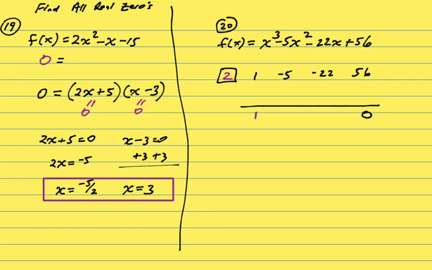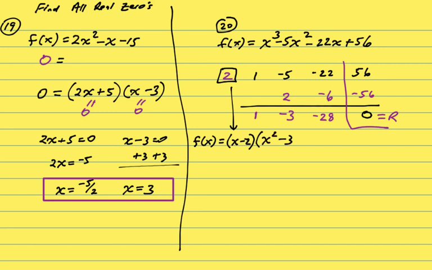Bring the 1 down, multiply. 2 times 1 is 2. Add is negative 3. 2 times negative 3 now is negative 6. When you add, you get a negative 28. 2 times negative 28 is negative 56. And you do get your remainder to be 0. So what this means so far is f of x equals, well, that'd be an x minus 2 times x squared minus 3x minus 28.